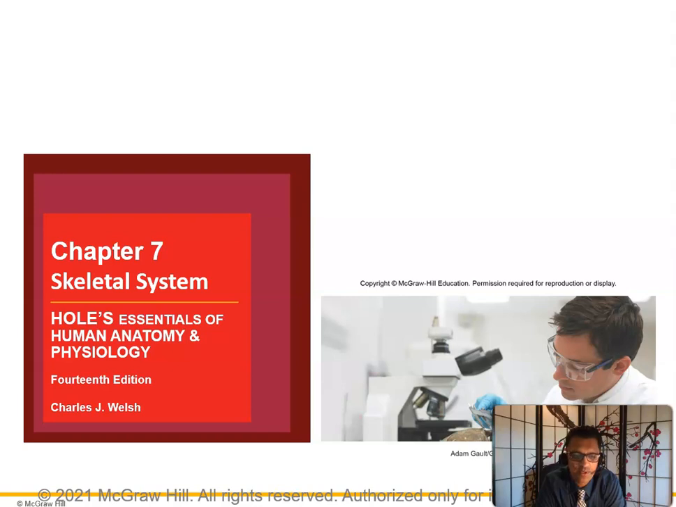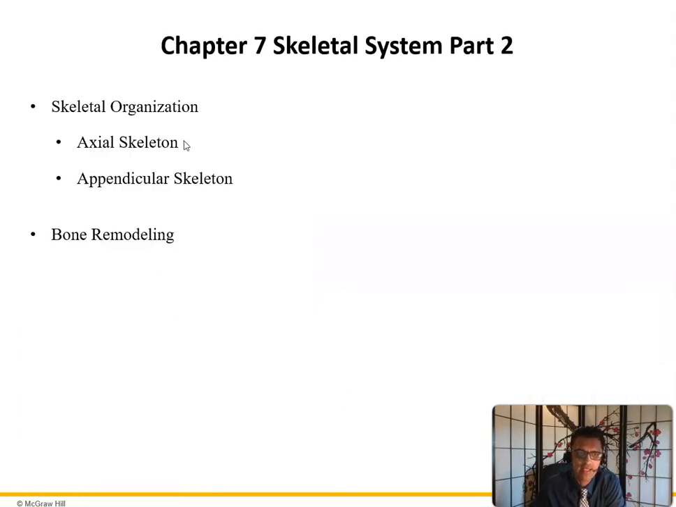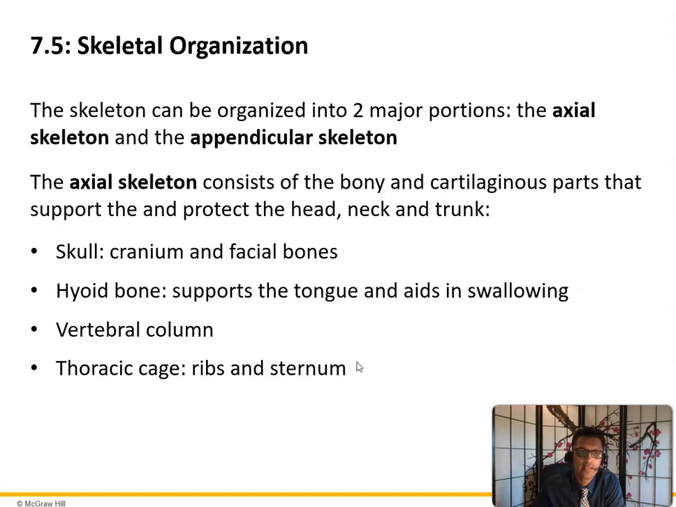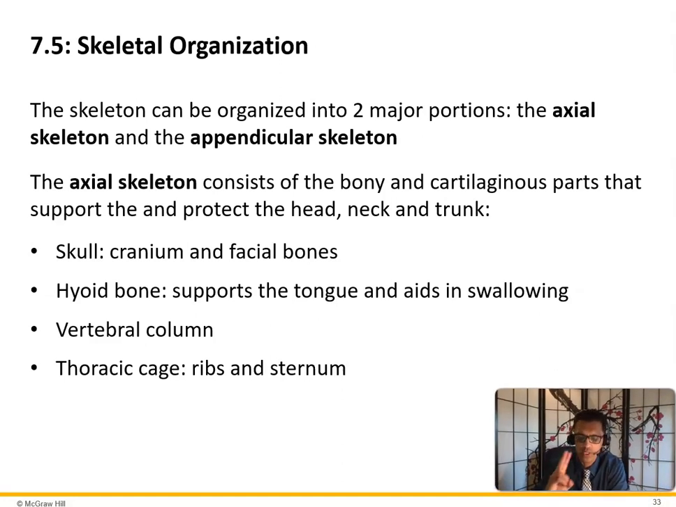Hey class, we're going to do part 2 of the skeletal system, and we will go a little bit more in detail about the axial and the appendicular skeleton and a little bit of bone remodeling. All right, so just to review a little bit, the skeleton can be divided into two major portions, the axial skeleton and the appendicular skeleton.